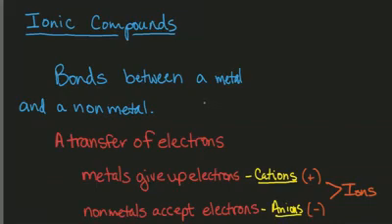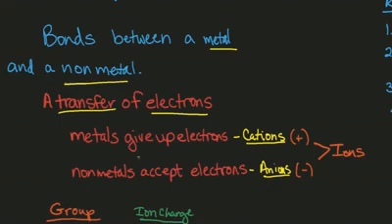Today we're going to be looking at ionic compounds. Ionic compounds are compounds that form bonds between a metal and a non-metal, in which a transfer of electrons takes place. Typically, metals will give up the electrons, forming cations, resulting in a positive charge, and non-metals will accept the electrons, forming anions and a negative charge. Together, these are called ions, and they are your charged particles.